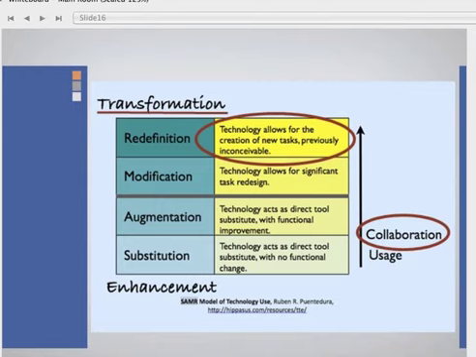I want you to try to imagine for a minute thinking of technology simply being used as substitution. And when we think about substitution, we think of a direct replacement. Can anyone think of an idea and type it in your chat window of what substitution might look like in the classroom?